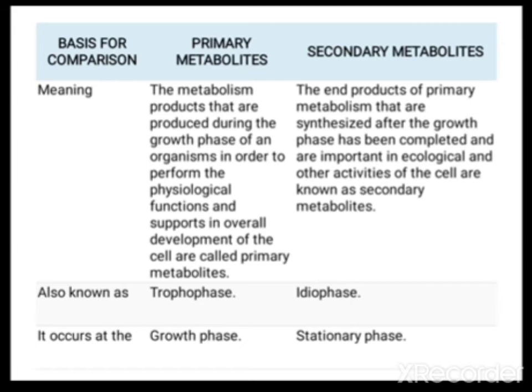Second difference of primary and secondary metabolites. Primary metabolites are also known as trophophase, and secondary metabolites are also called idiophase. Third difference, primary metabolites mainly occur at the growth phase, while secondary metabolites occur at the stationary phase.